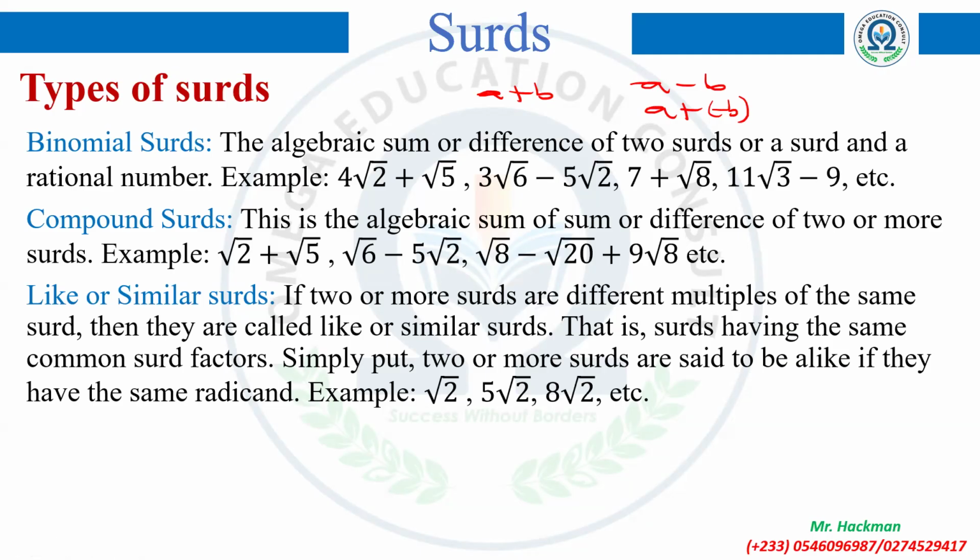Mr. Akman, yes, my prof. Please, are binomial sets and compound sets the same? No, they are not the same. A binomial set is a subset of compound sets. So if you read what you have here, here I said 2 sets, but here I said 2 or more. Can you see? This can go beyond 2, but this cannot go beyond 2. You get it?